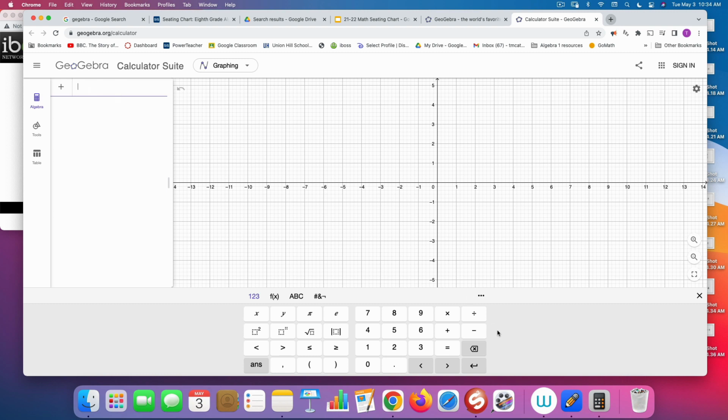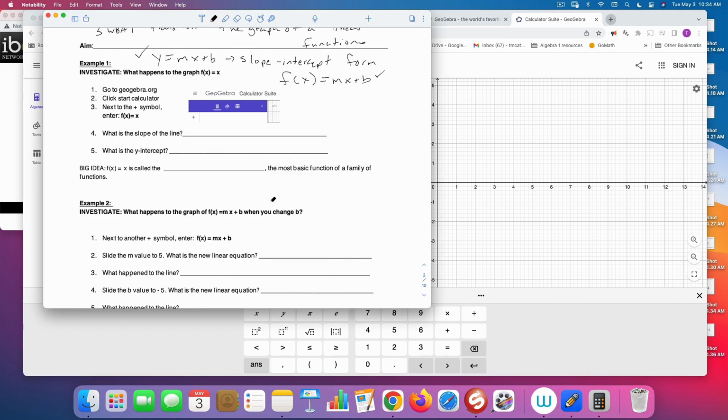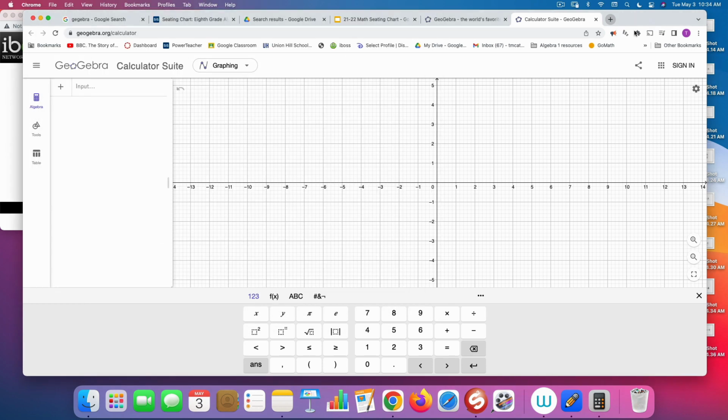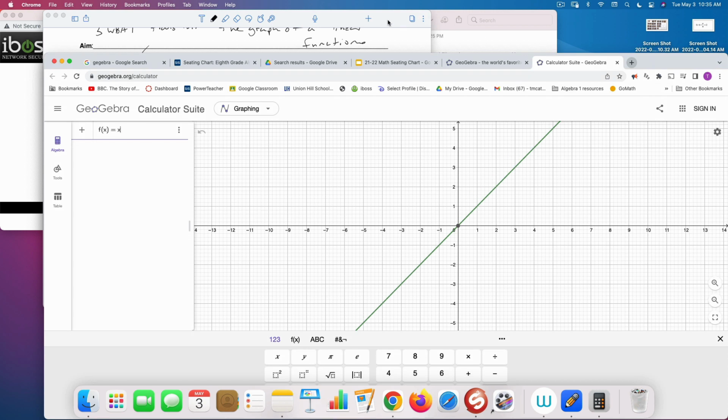I'm going to start, but you can just kind of get caught up whenever you get on the site. First thing you're doing is next to the plus symbol, you're going to type this, f of x equals x. And you have something that appears, this is a linear function. It's a straight line that goes through 0, 0. Thumb up if you have that on your screen. So f of x equals x should be on the top left.